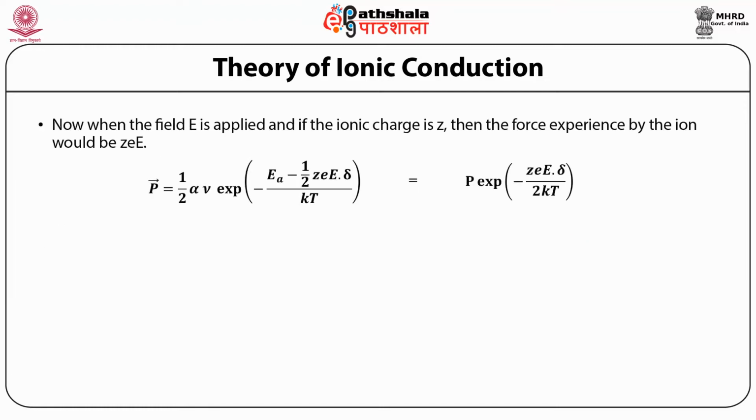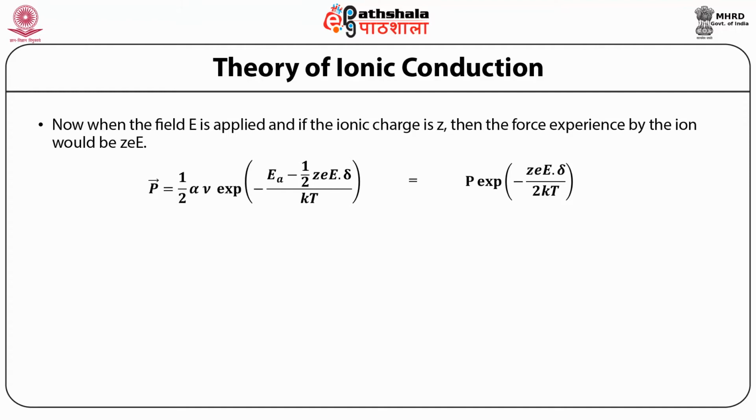When the field E is applied and if the ionic charge is Z, then the force experienced by the ion would be ZeE. As a result of application of this force, the energy levels on the left and right of the ion would move up and down by a magnitude of half F into delta, or half ZeE delta, with the total energy change being ZeE into delta.